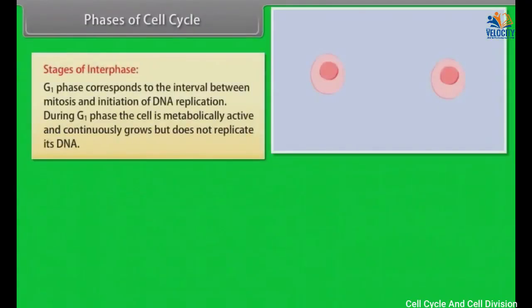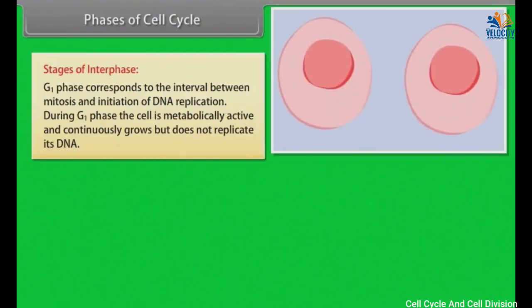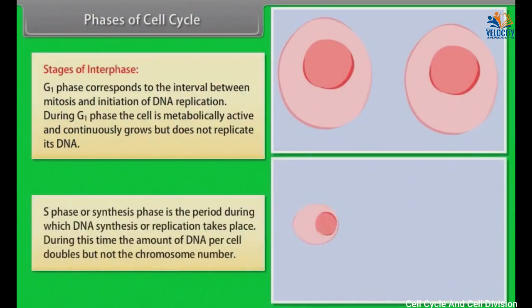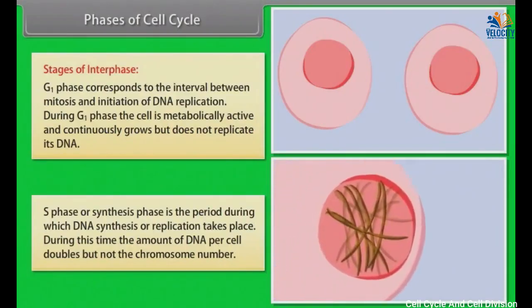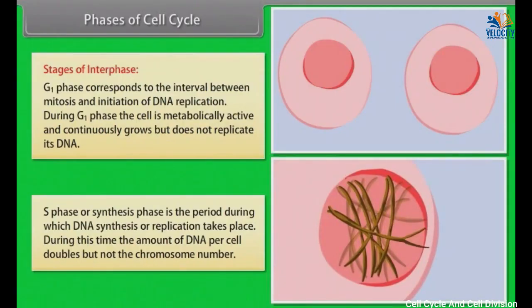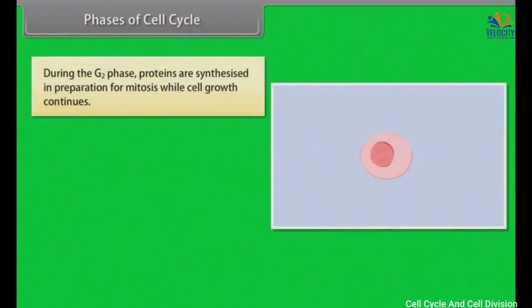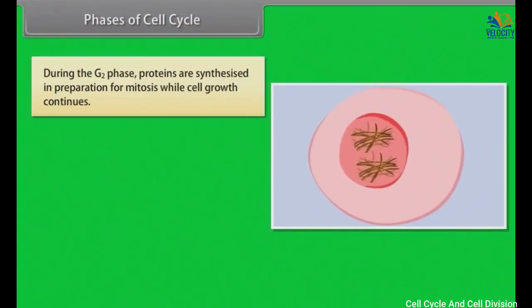G1 phase corresponds to the interval between mitosis and initiation of DNA replication. During G1 phase, the cell is metabolically active and continuously grows but does not replicate its DNA. S phase or synthesis phase marks the period during which DNA synthesis or replication takes place. During this time, the amount of DNA per cell doubles, but not the chromosome number. During the G2 phase, proteins are synthesized in preparation for mitosis while cell growth continues.